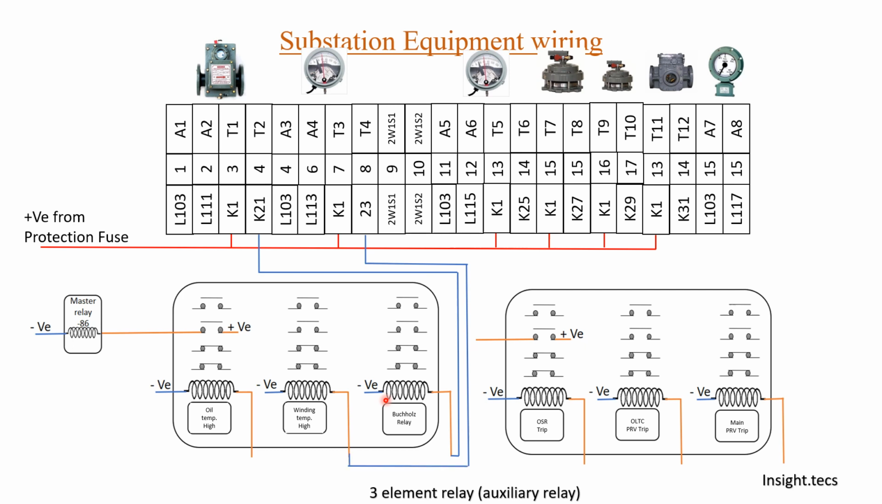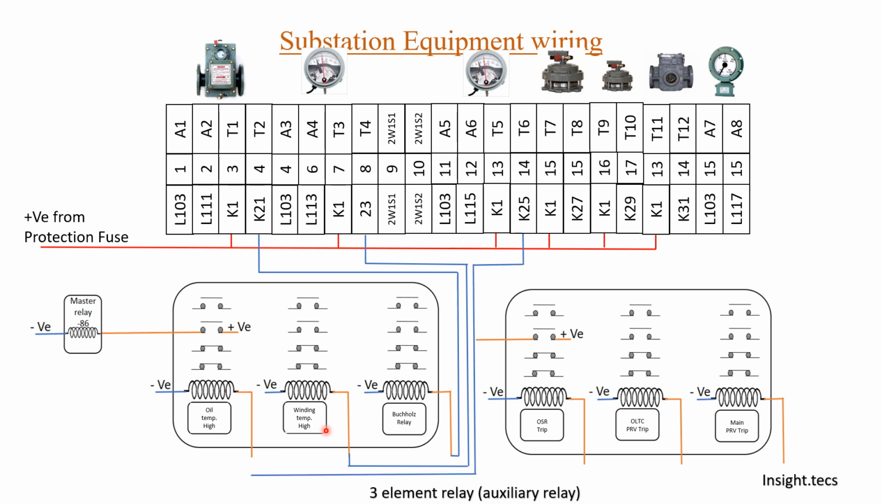So now let us see for WTI, right? Again K1 is given, positive is given. Positive will extend when the contact between T3 and T4 is closed. Through K23 we will provide positive to the coil of the WTI 3-element relay.